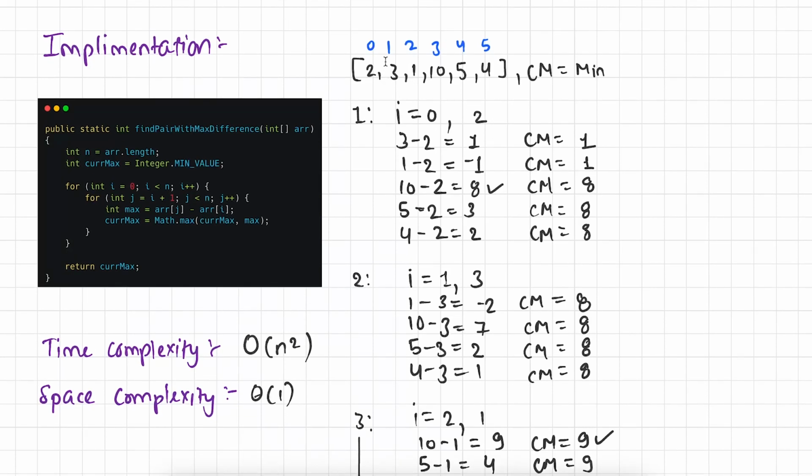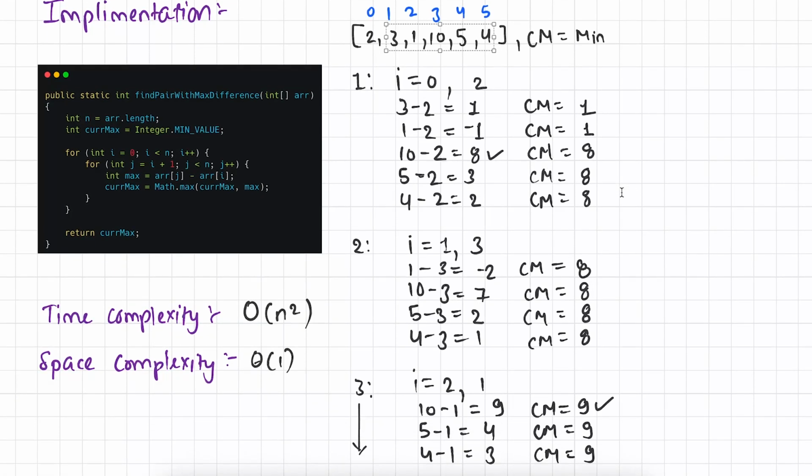So we have to find j for number 2. We traverse to the right of 2 and check all the elements. 3 minus 2 is 1, 1 minus 2 is minus 1, 10 minus 2 is 8, 5 minus 2 is 3, and 4 minus 2 is 2. So among all the numbers we get the maximum as 8. So we update our current maximum to 8. Then we move to the next iteration.